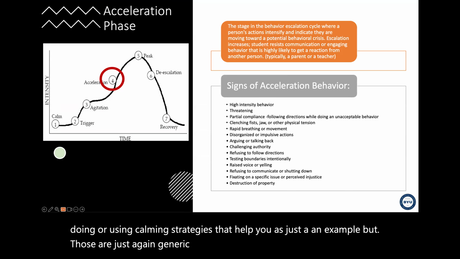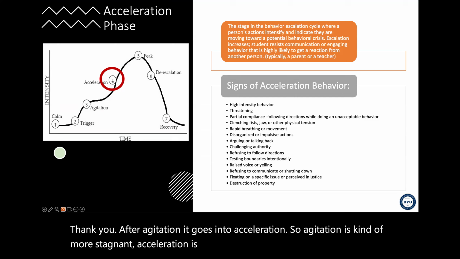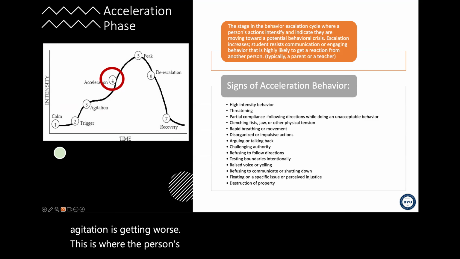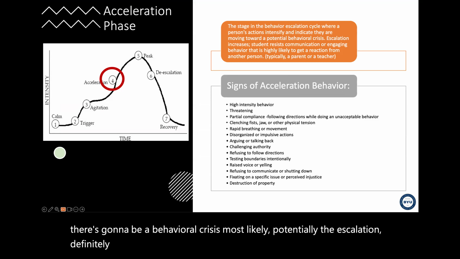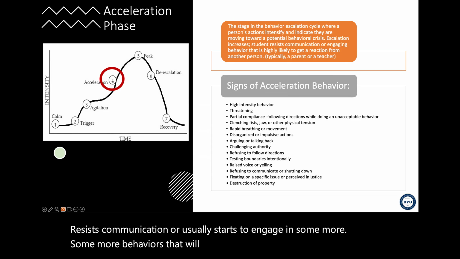After agitation, it goes into acceleration. So agitation is kind of more stagnant. Acceleration is like things are increasing and you can tell that the agitation is getting worse. This is where the person's actions usually intensify and it shows that there's most likely, potentially, going to be a behavioral crisis. The escalation definitely increases. The individual resists communication or usually starts to engage in some more behaviors that will get a reaction from someone else.